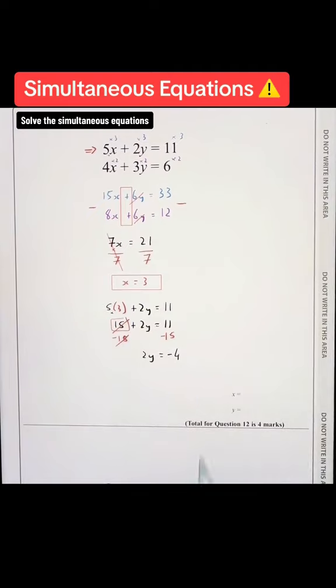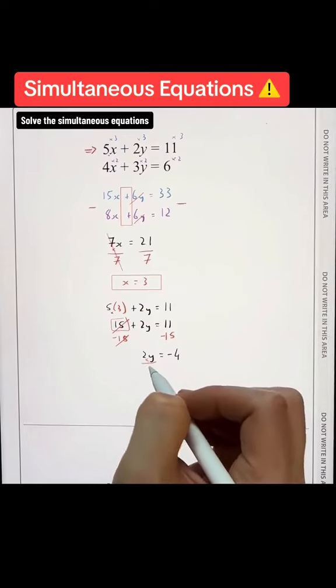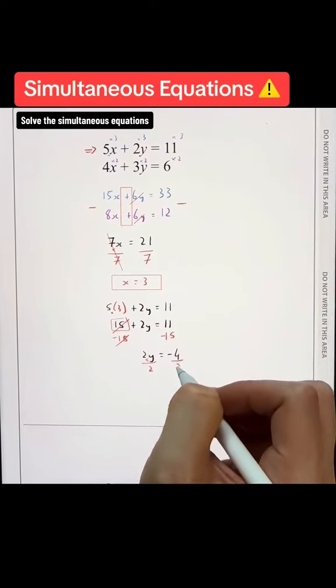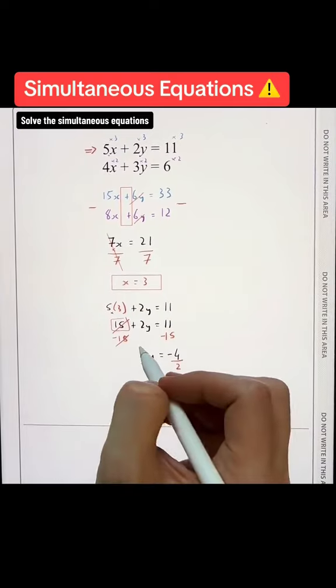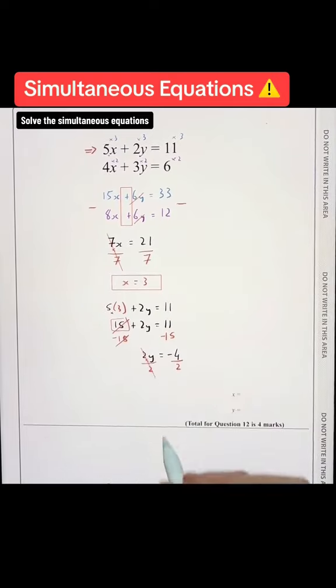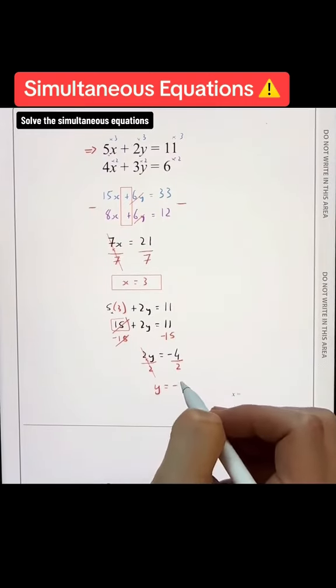2y in algebra means 2 multiplied by y. As I want to find the value of y, the opposite of multiply by 2, therefore, is divide both sides of my equation by 2. On the left-hand side, 2 over 2 will cancel, to leave us with y. And on the right-hand side, negative 4 divided by 2 will give us negative 2.